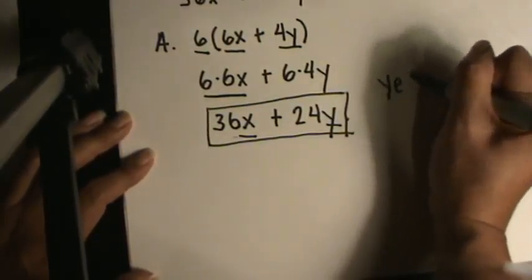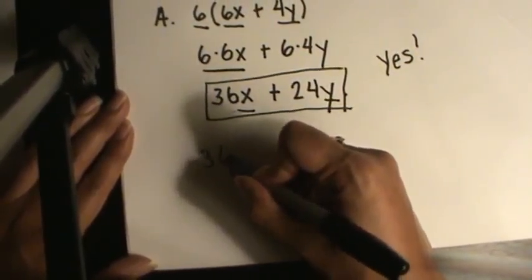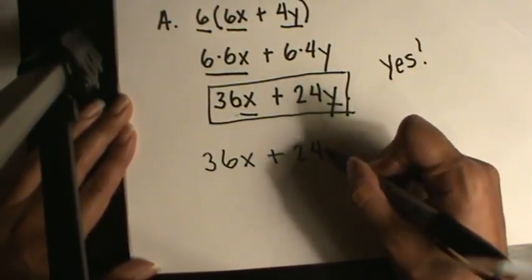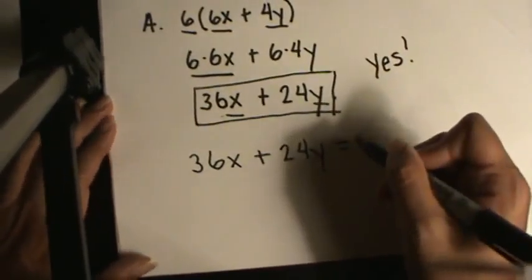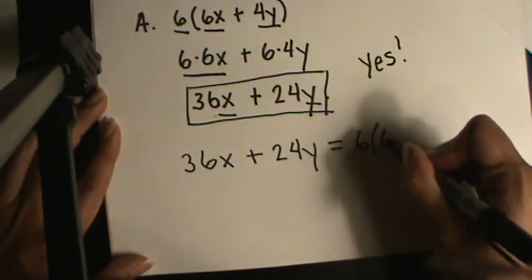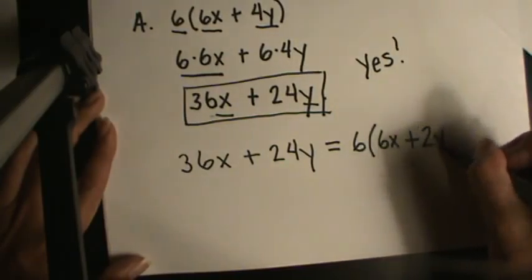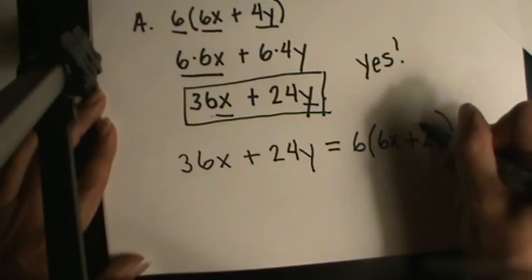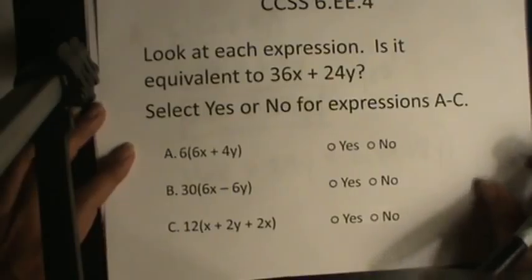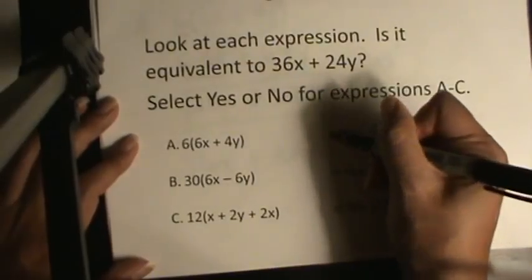Yes. Since it's yes, that means that 36x plus 24y is equivalent to 6 multiplied by the quantity of 6x plus 4y. That would be a yes for A. So coming back to our original question, is this quantity equivalent to this quantity? Yes.